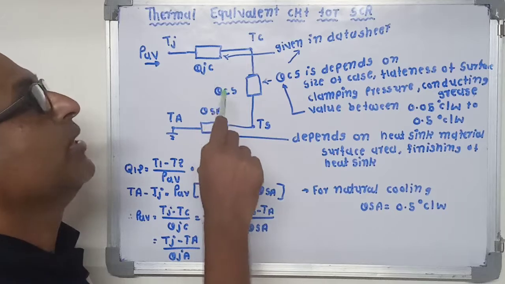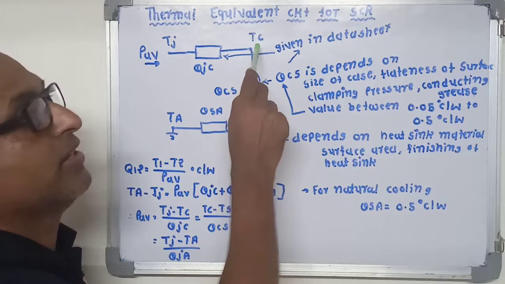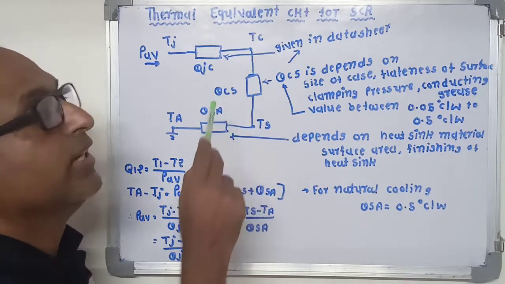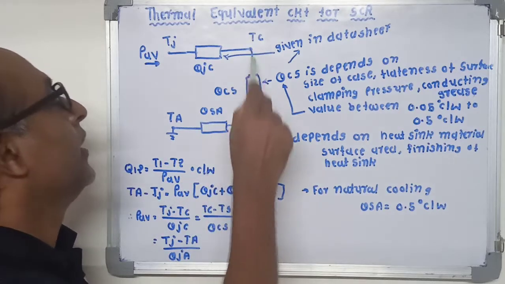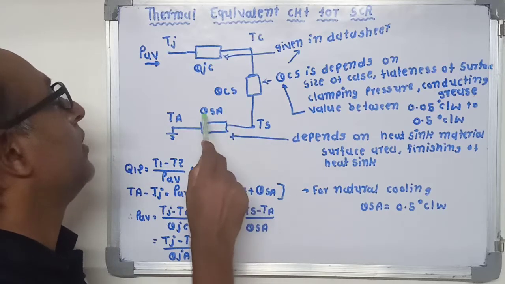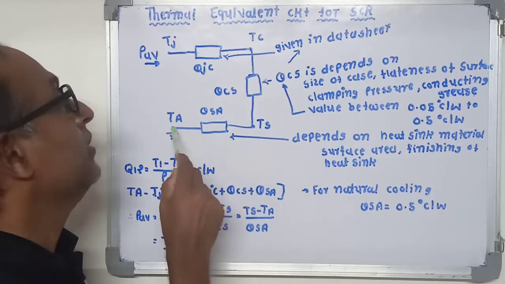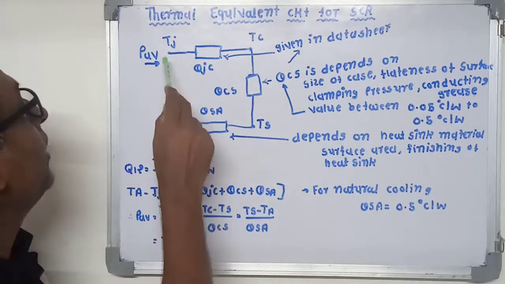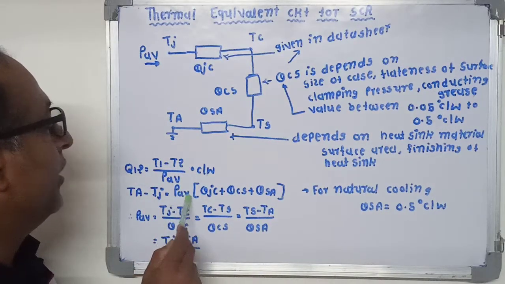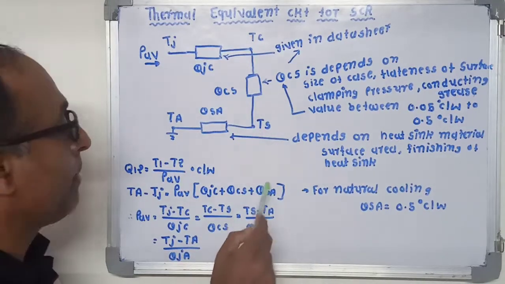Now theta Jc is the thermal resistance between junction and case. Similarly, theta Cs is the thermal resistance between case and sink. Now theta Sa is the thermal resistance between heat sink and ambient temperature. Now from that I can write Tj minus Ta is equal to Pav times (theta Jc plus theta Cs plus theta Sa).